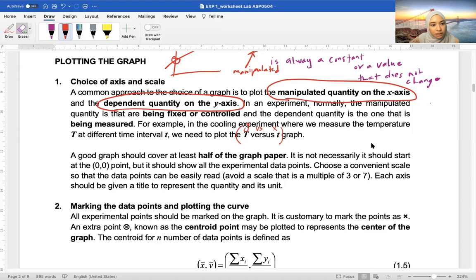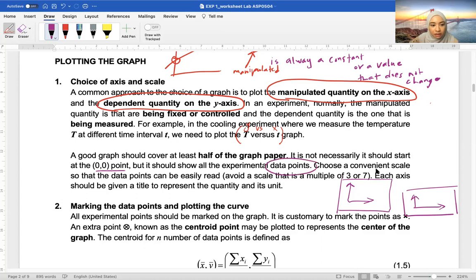So what else? Scale. A good graph should cover at least half of the graph paper. Your graph paper looks like this, right? The bigger you plot it, the better, minimum half. If your graph does not fit and you want to draw it horizontally, that is also fine as long as it covers more than half of the graph paper, landscape or portrait. It is not necessary to start at the 0,0 point, but it should show all the experimental data points. And we will talk about data points in a bit.